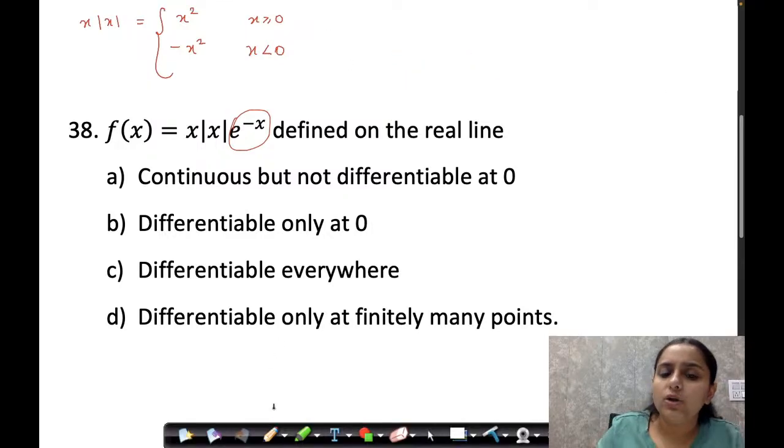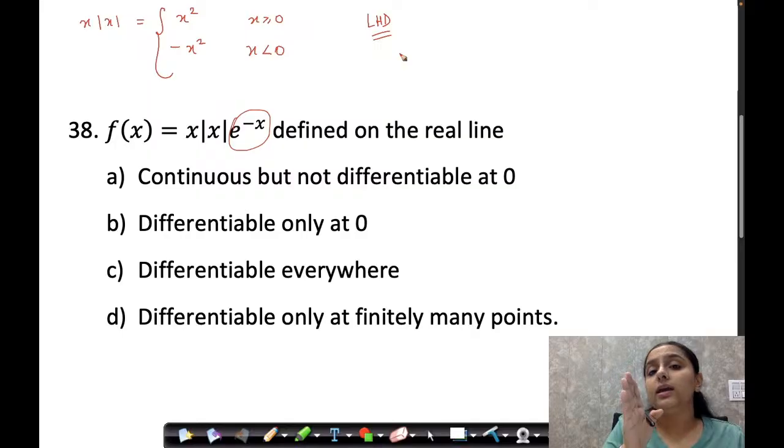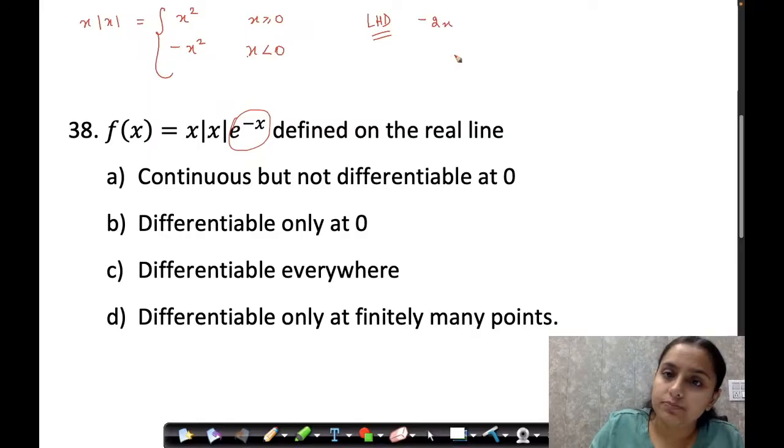So let me do that. First of all, we will talk about the left hand side derivative. Left hand side means the area to the left of zero, which means x is negative. What is the derivative of minus x square? Minus 2x. Now when x approaches 0, this limit will be 0.